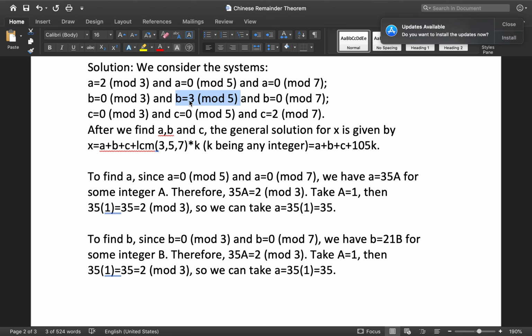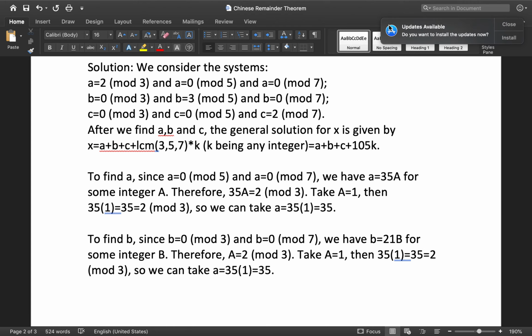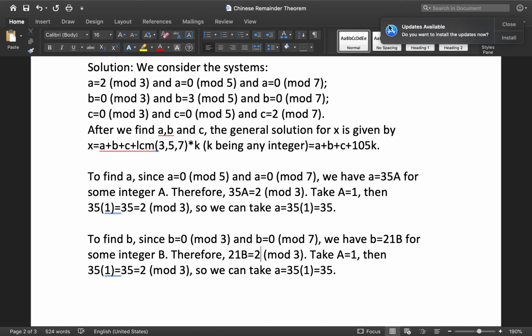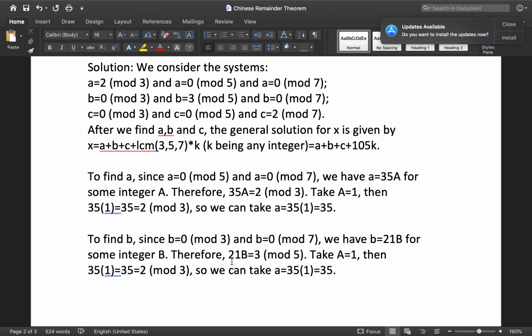So here b is congruent to 3 modulo 5. So that's why we have 21B, which is congruent to 3 modulo 5. So that's why we need to solve this final equation for b, for capital letter B, I mean. Now you can easily solve it. For example, you take capital letter B equal to 3. Then you can check that.